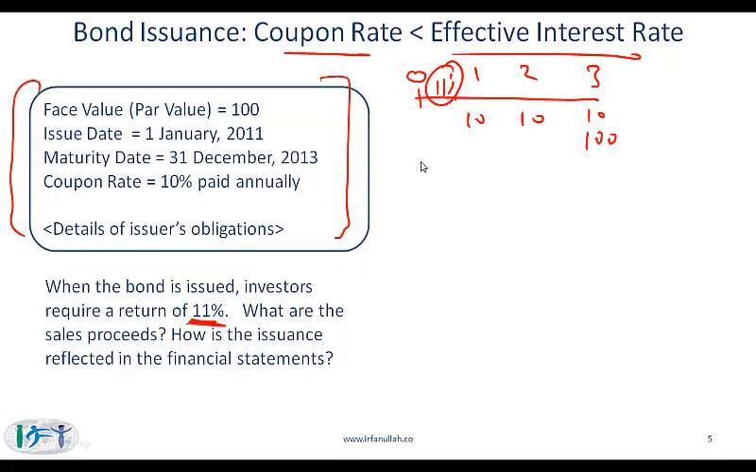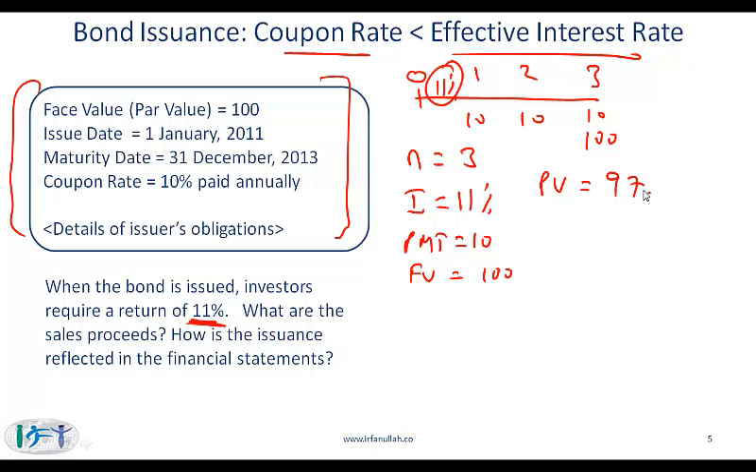If you plug your numbers into the calculator, you should have n is equal to 3. Interest rate now is 11%. And then your payment is equal to 10, future value is 100, and if you compute your present value, what you should get is 97.56. Again, the calculator will give a negative number, but in the reading on time value of money, we talked about the plus minus, so I won't repeat that point.